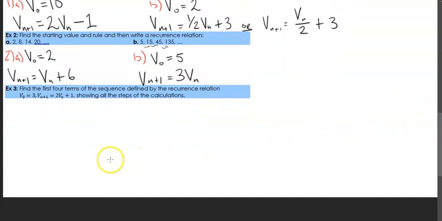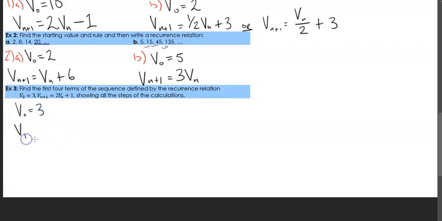Find the first 4 terms of the sequence defined by the recurrence relation. V of 0 is equal to 3, and V of n plus 1 is equal to 2 times V of n plus 1, showing all steps of the calculations. So our initial is V of 0 is equal to 3.